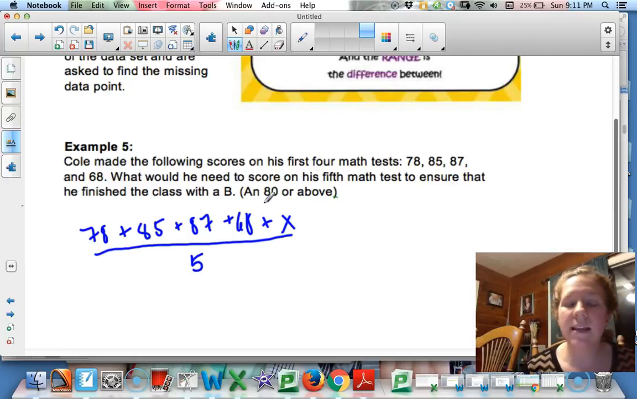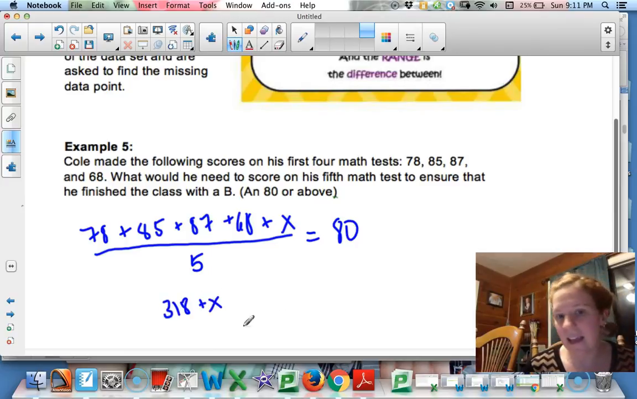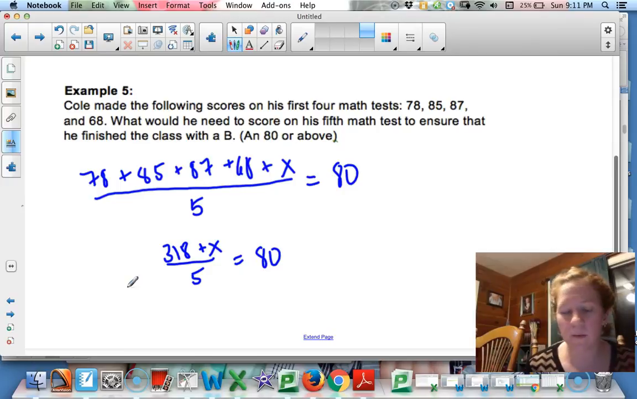And what he wants is a B. So that's an 80 or above. So he would like for this average to equal 80. Okay, so now what we're going to do is simplify this just a little bit. So 78 plus 85 plus 87 plus 68 adds up to 318. I can't add in that x yet because I don't know what it's going to be, but I know that it's divided by 5. Now, this is an equation that we've solved 100 times probably because they show up all the time to prepare you for problems like this.